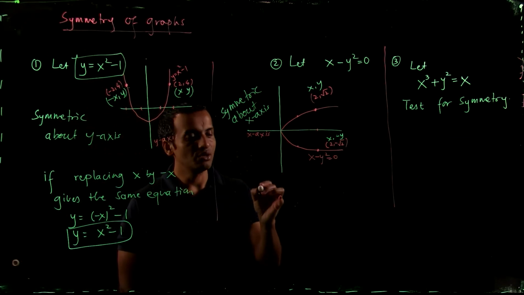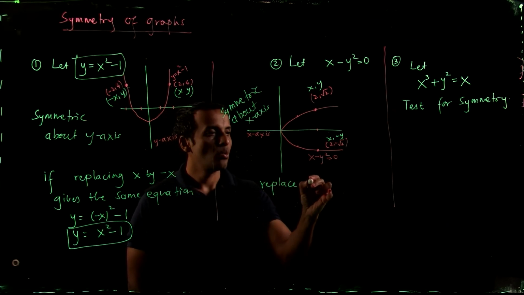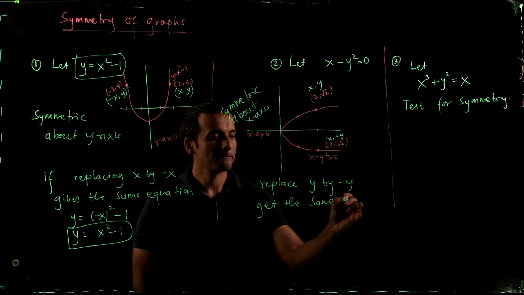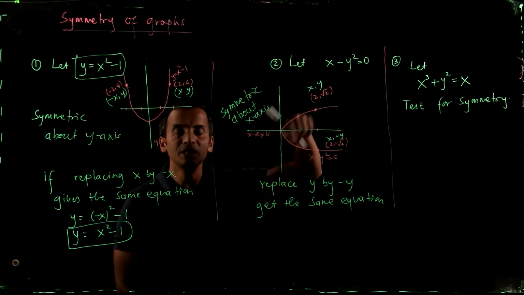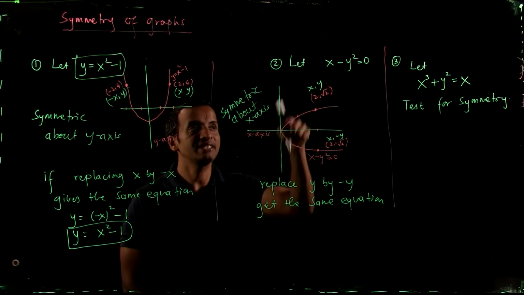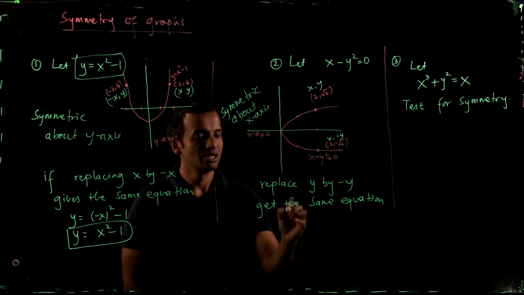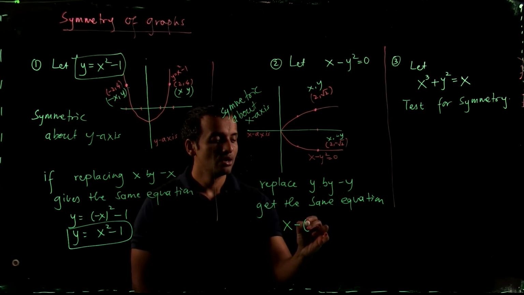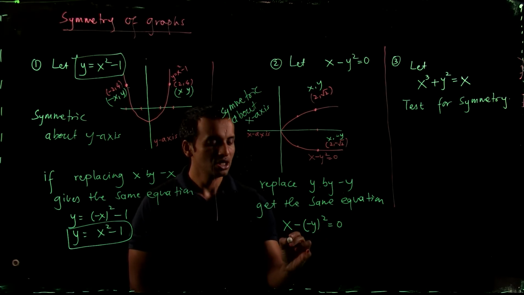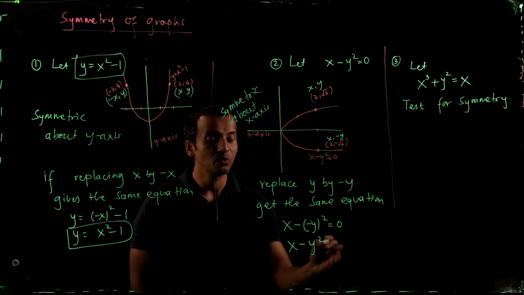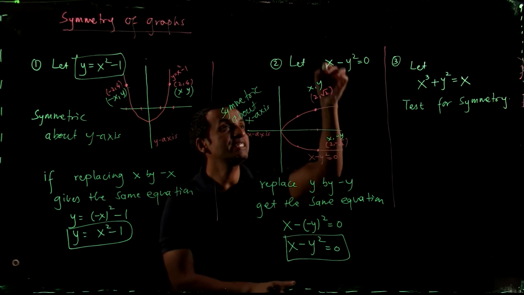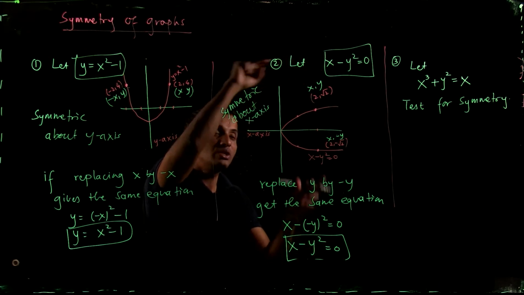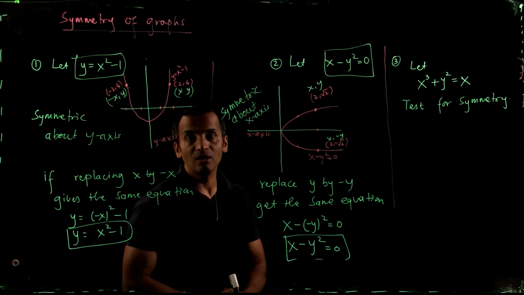But for the x-axis, if you replace y by negative y and get the same equation, then the graph of this equation is symmetric about the x-axis. Let's check for this one. We replace y by negative y. In this equation, just keep x as it is and replace y by negative y. x minus negative y, squared, equals 0. That is just x minus y squared equals 0. So you got exactly the same equation as the given equation. When y is replaced by negative y and you get exactly the same equation, the graph of this equation is symmetric about the x-axis.